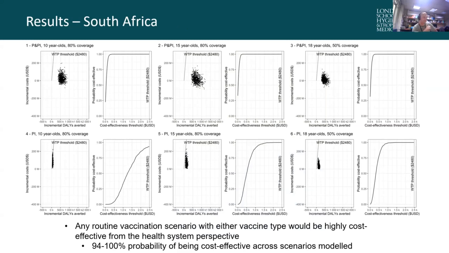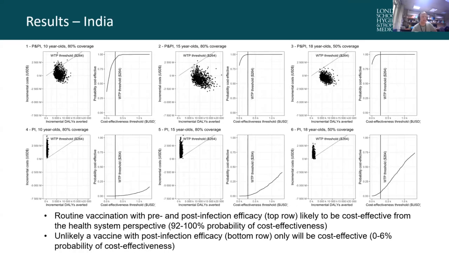The top row, we see a pre and post-infection vaccine being highly cost effective at the thresholds that we consider. The bottom row, we see that a post-infection only vaccine is pretty much always cost effective. The takeaway from this slide is that giving either vaccine to any age group in South Africa is likely to be cost effective. As we move to India, it's a slightly more nuanced picture.